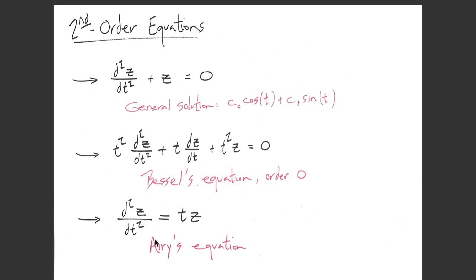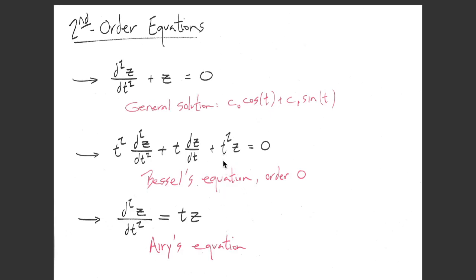The third equation here is called Airy's equation. Airy was an English astronomer and physicist, and again, 19th century. And so shout out to the physicists here. They gave us some enduring examples of second order equations that continue to be important today in applications.